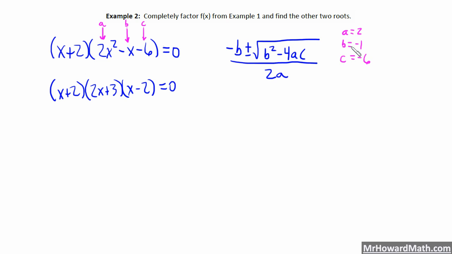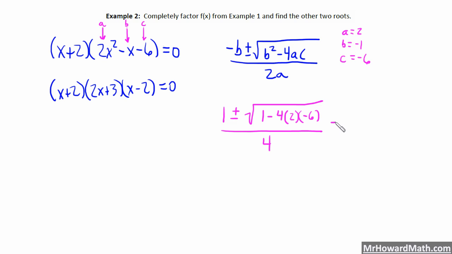So negative of -1 becomes +1. So it's 1 plus or minus the square root of b squared. So -1 times -1 is +1. Minus 4 times a is 2 times c is -6 all over 2 times a. 2 times 2 is 4.